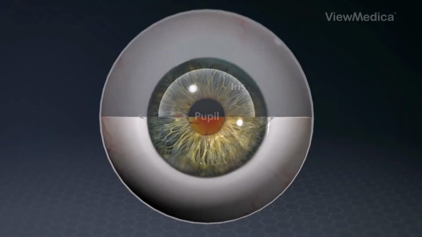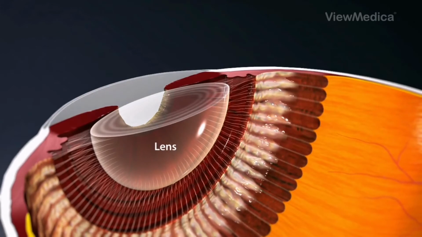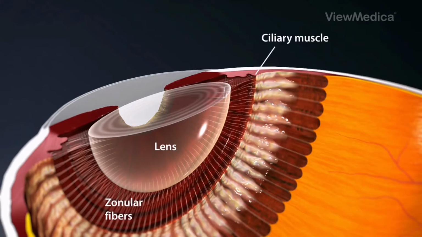After light passes through the pupil, it reaches the lens. This flexible, disc-shaped structure allows the eye to focus light. Tiny strands called zonular fibers attach to the lens capsule. They connect to the ciliary muscle, which contracts and relaxes to control the shape of the lens.